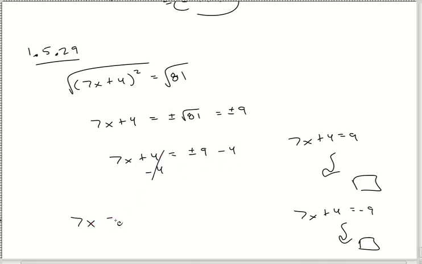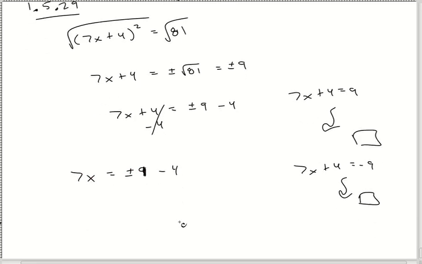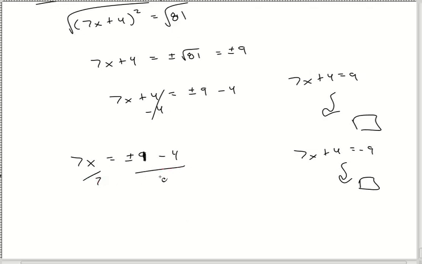Notice I'm just keeping that plus minus with it, just another number. Divide by 7 on both sides, just keeping that plus minus with it. There you go. That's your answer.